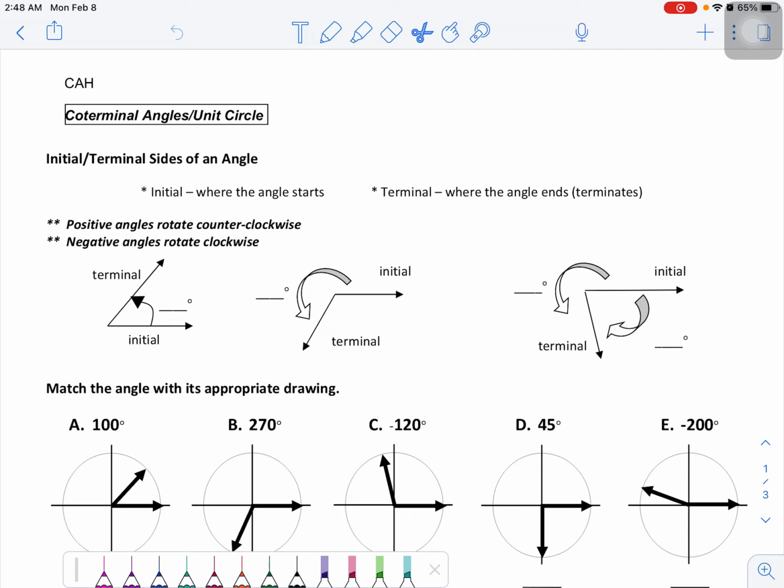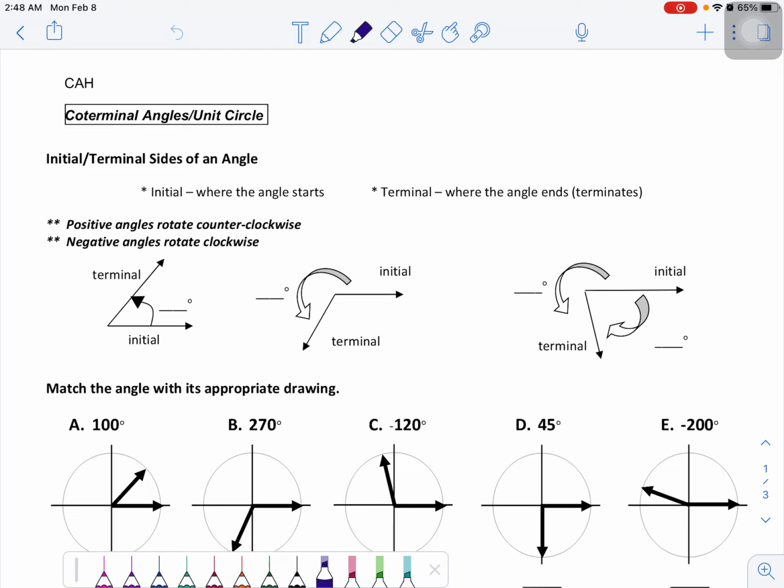All right, so in this unit, we're going to start talking about terminal angles, coterminal angles. We're going to talk about radians, degrees, and we're going to do a lot of work with the unit circle. So in this lesson, we're going to start talking about terminal angles, how we measure angles, and then also converting between radians and degrees.